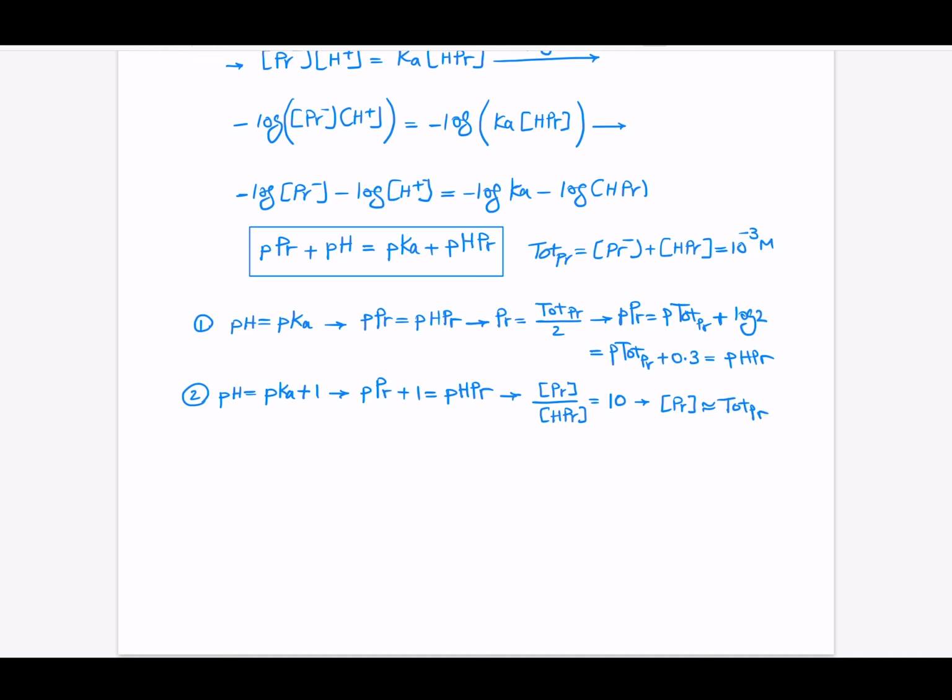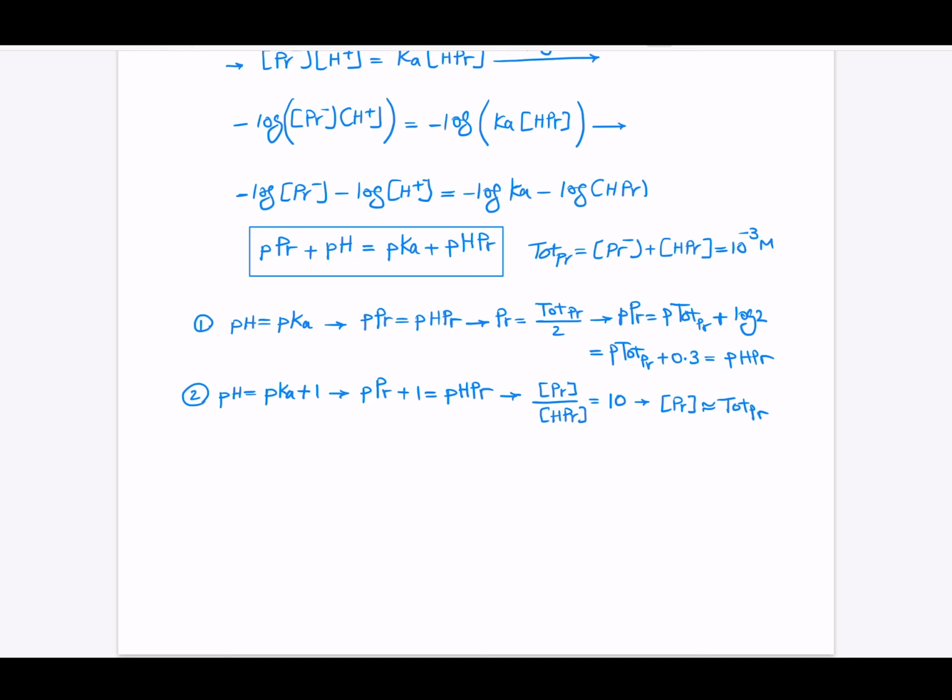If we do the same thing for going 1 unit to the left, then this ratio would be 1/10, because we're dealing with a -1. In the log world, that means 1/10. So that means if we go 1 unit to the left of the pKa on the x-axis, then the concentration of HPR is 10 times more than PR, or it's almost the concentration of the total.